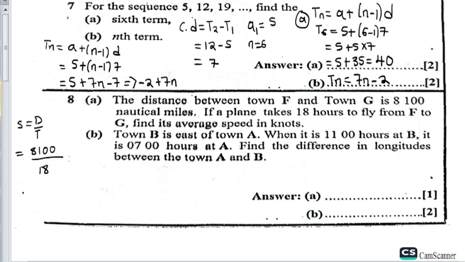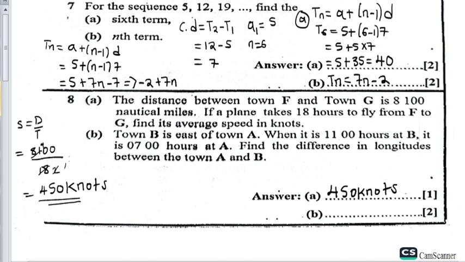So what is 8100 divided by 18? I think you can start dividing. We know 9 can go into 18 and 9 can also go into 81. 9 into 18 is 2, 9 into 81 is 9, then 2 into 9... 2 into 90 is 45, then I add a 0 so that it becomes 450. So the final answer becomes 450 knots. That is our speed in knots. So I just write it here: my speed is 450 knots.